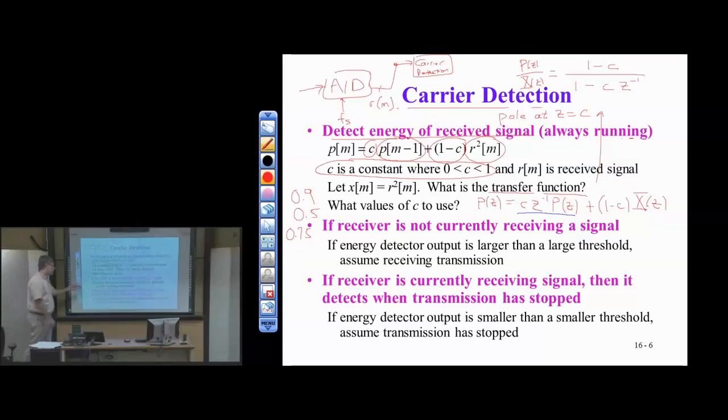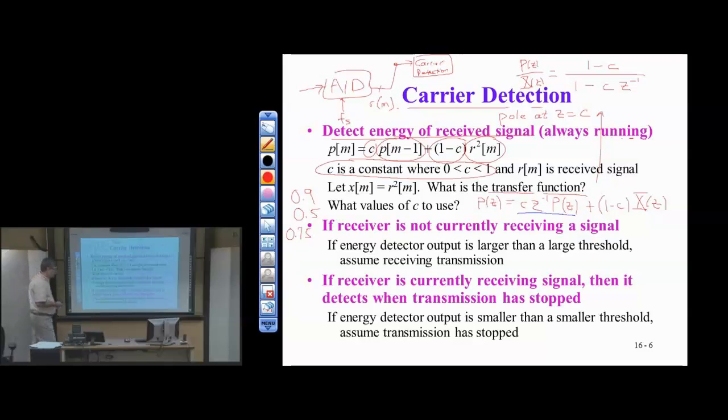Okay, again, there's the 2 uses I mentioned earlier. They're here in the bullets. If a receiver is not currently receiving a signal, then we look at the output of this energy detector. And if it's larger than a large threshold, then we assume we're receiving a transmission, and we start going through the process of symbol recovery and all this stuff. There's no reason to do all that work in the receiver if I'm not receiving anything. So this is just a way to find out if there's something going on that might be a transmission.